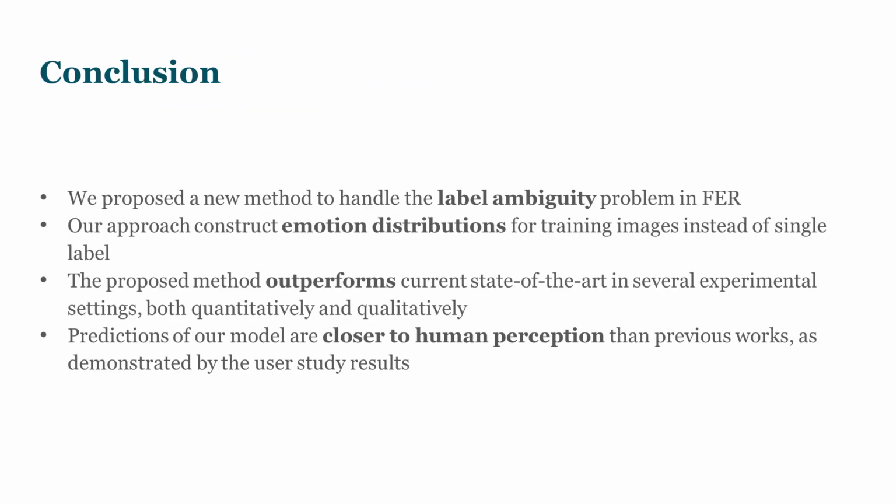To summarize, we proposed a new method to handle the ambiguity problem in FER by constructing the target emotion distributions for training images instead of the provided single label. The experimental results verify the effectiveness of our approach over current state-of-the-arts.